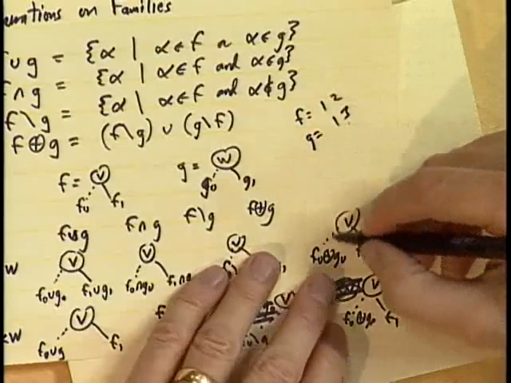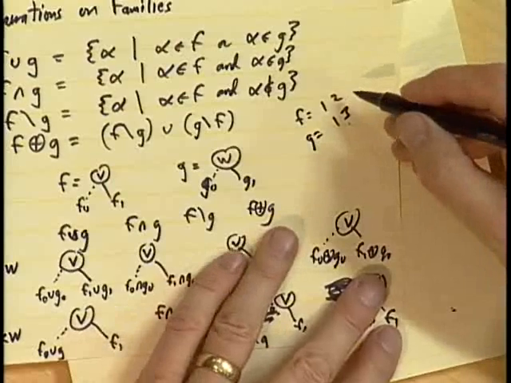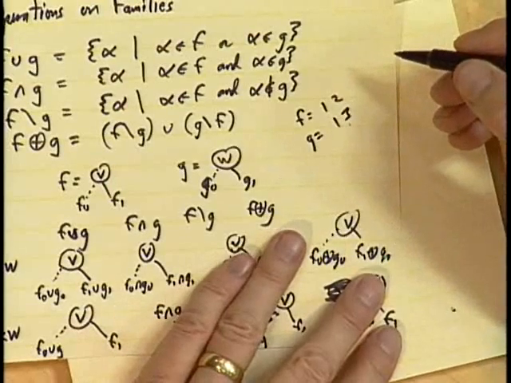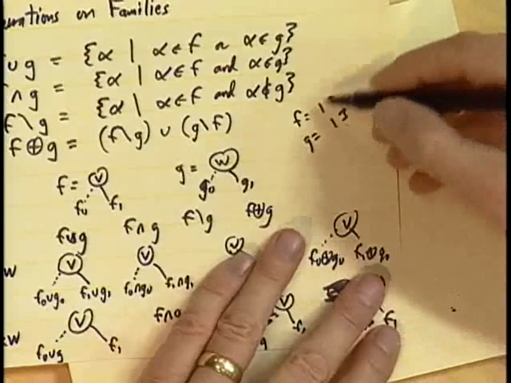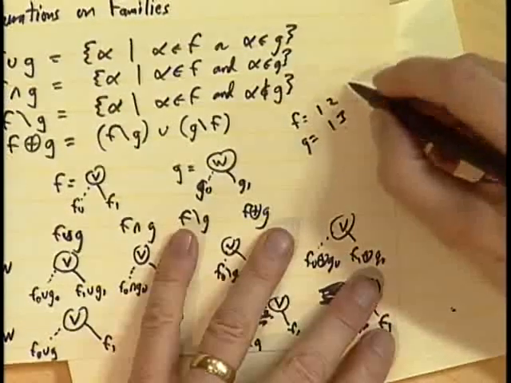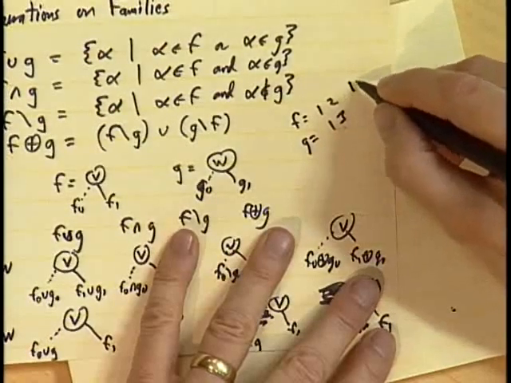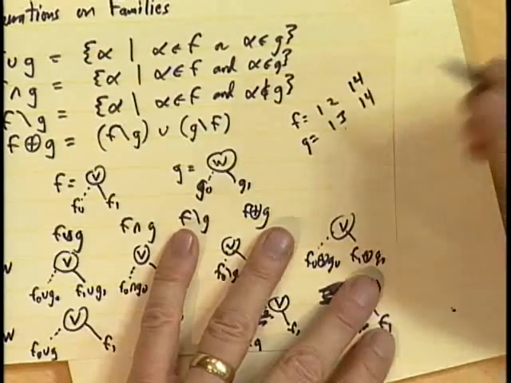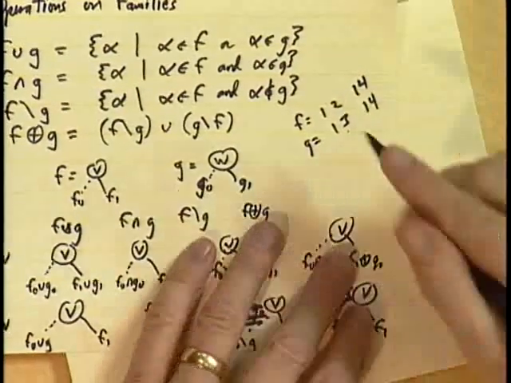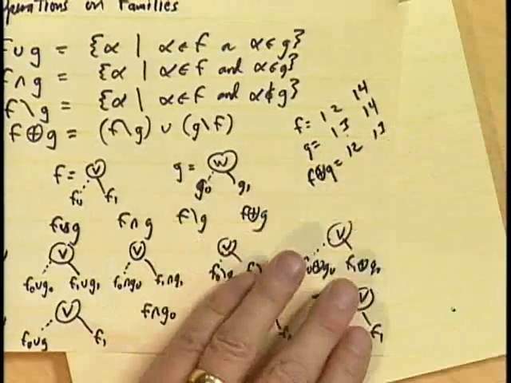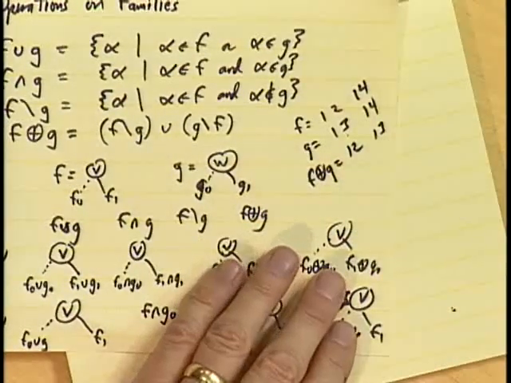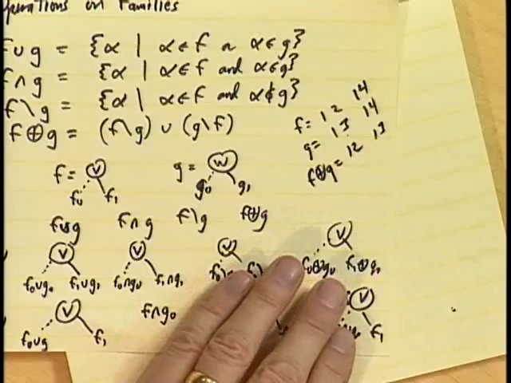F 0 is the things that are in F but not in G, or in G but not in F, is the same as the union in this case. Let's take, suppose I had this one. Then F plus G is going to be 1, 2, 1, 3. It's the set difference.